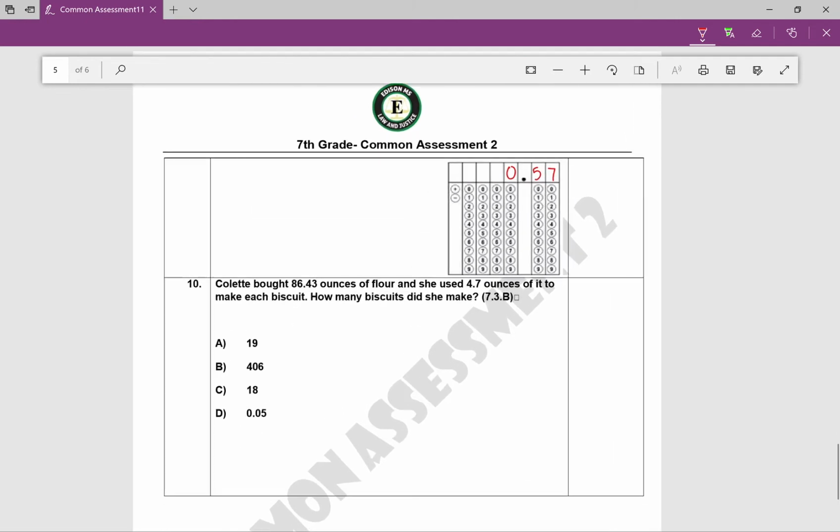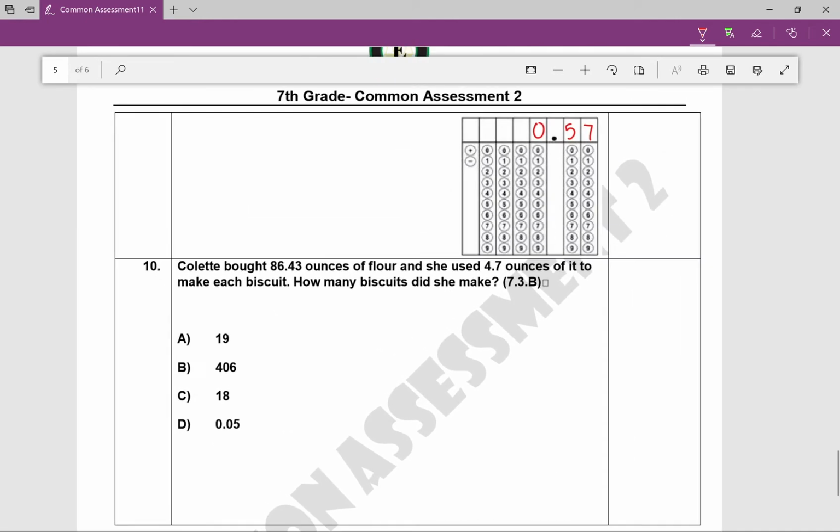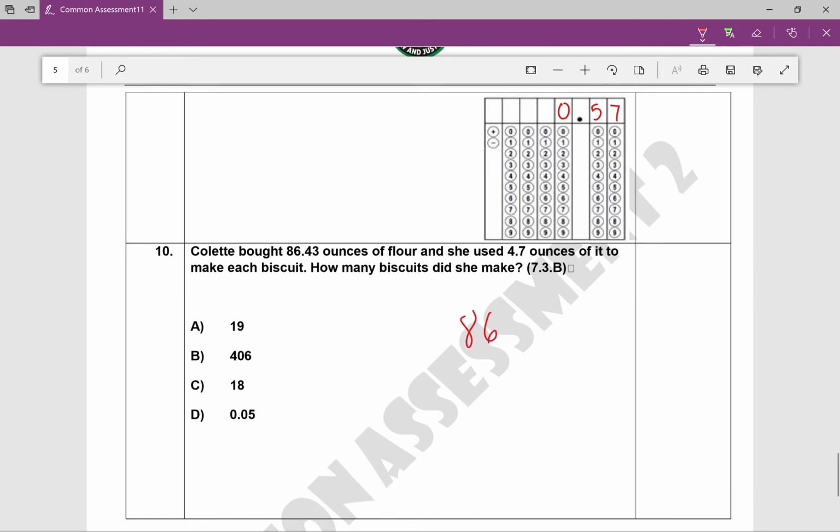Last one. Colette bought 86.43 ounces of flour, and she used 4.7 for each biscuit, so we had to divide. So whenever you divided that, you have 86.43 divided by 4.7, you get an answer of 18.389, so forth, so on. So the closest answer was C. Any questions on that one?